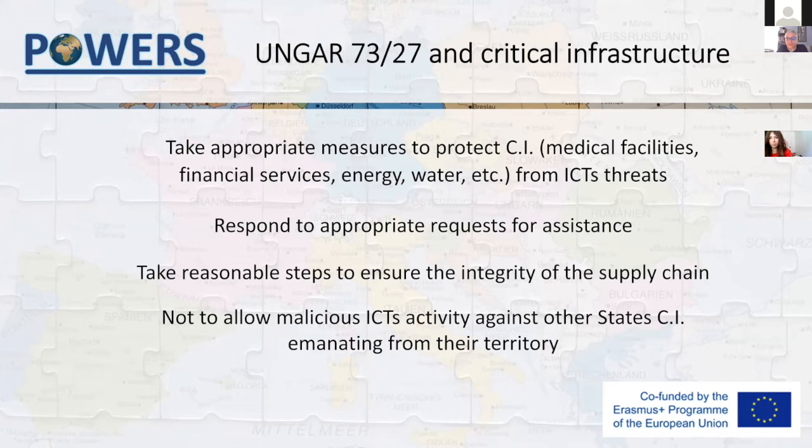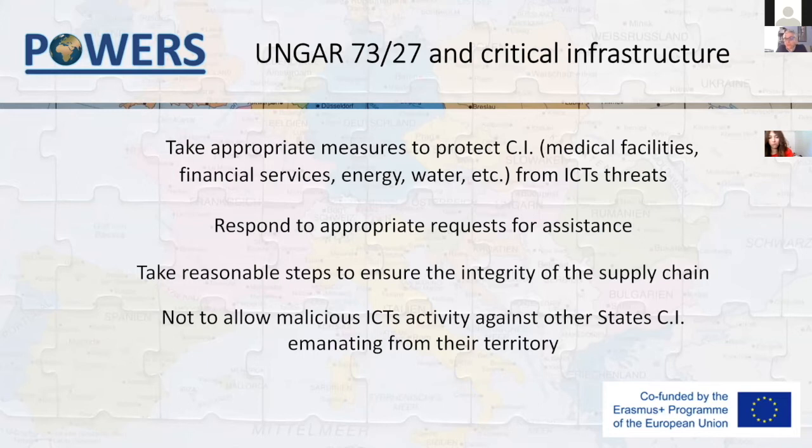Because it's really important, because in recent years, one of the most relevant and dangerous targets of malicious ICT conducts were critical infrastructure of states like medical facilities, financial services, energy, water, and so on. So several sections of resolution number 27 refer to critical infrastructure, and there are a lot of recommendations for states. Of course, we are talking about a General Assembly resolution, so this is not binding international law.